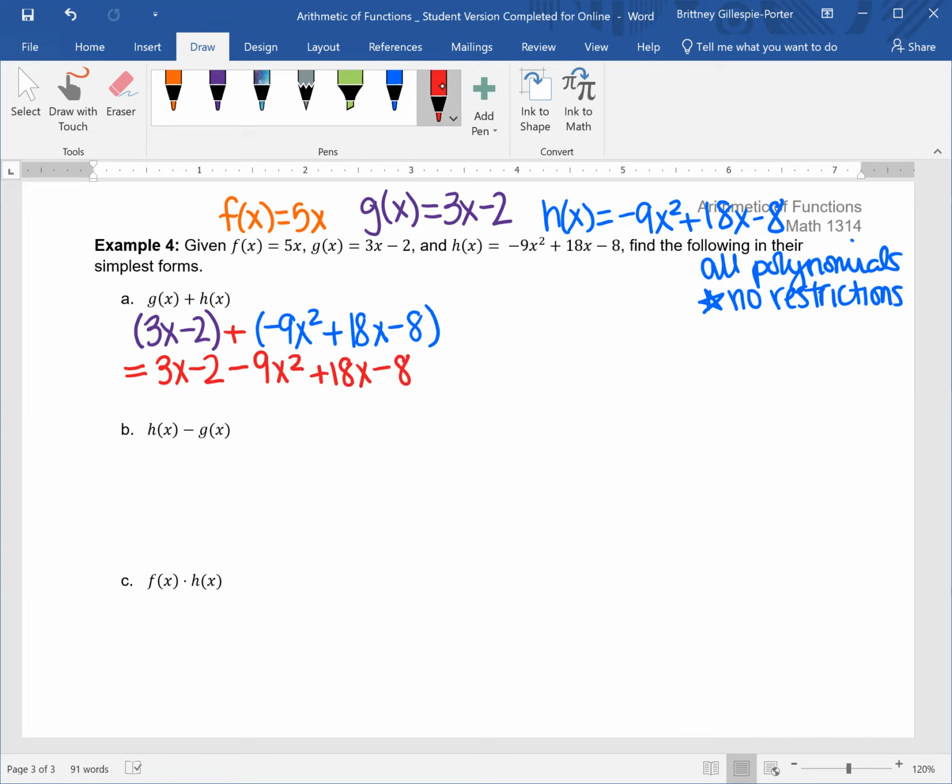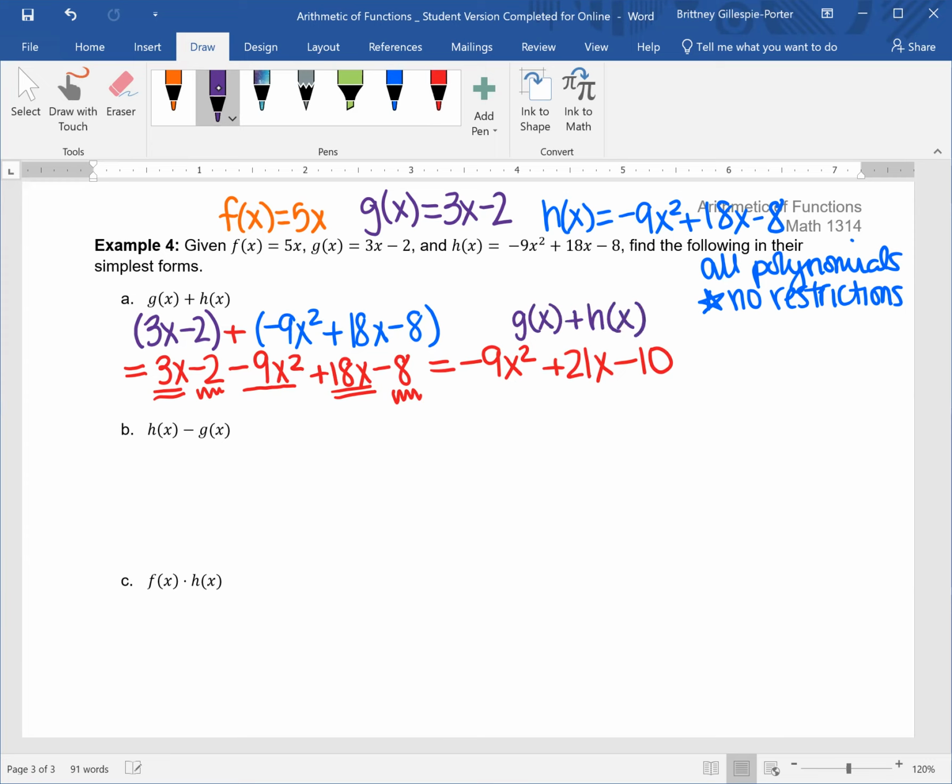We're going to combine like terms and write our answer in descending order. My 9x squared comes first, so negative 9x squared. Then I have an 18x and a 3x, which gets me plus 21x. And then I have a negative 2 and negative 8, which gets me to negative 10. We're not asked to solve anything. We're not asked to plug anything in. So we are done. We just found g of x plus h of x.